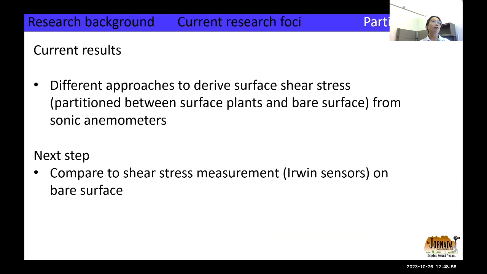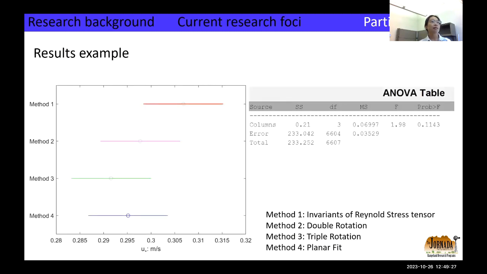So here I will start talking about part of the results that I got since I started the work here. Right now I'm focusing on the different approaches to derive surface shear stress from sonic anemometers. Later I will show you some results. My next step is to compare the shear stress measurement to the Irwin sensors on the barrier surface. So it's still at the calibration stage. And here is a result example.